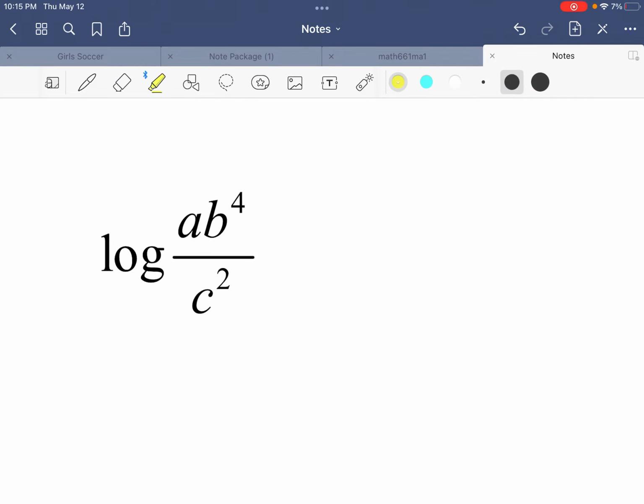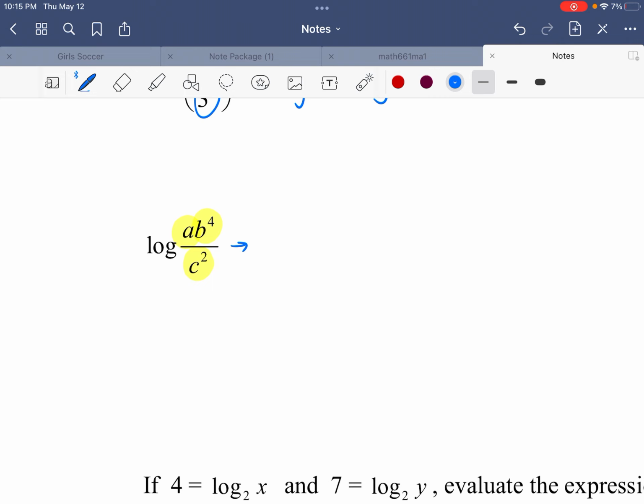All right, here we have three parts, a, the b^4, and the c squared. The a and the b^4 are being multiplied, so we can add those two logarithms. So log of a plus log of b^4. And we're dividing by c squared, so that means you would subtract log c squared.